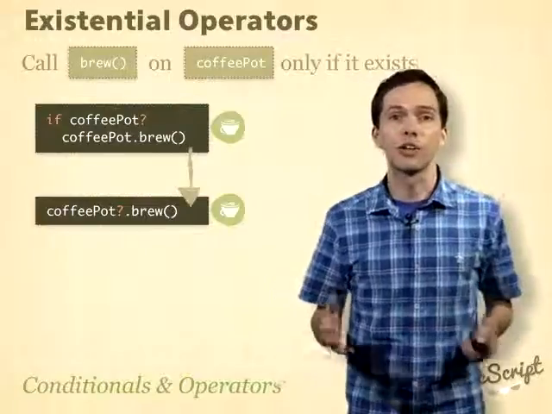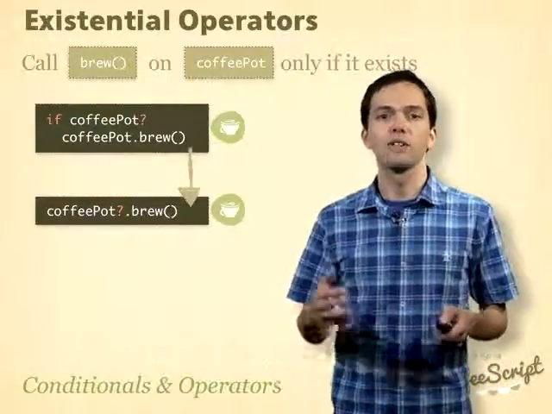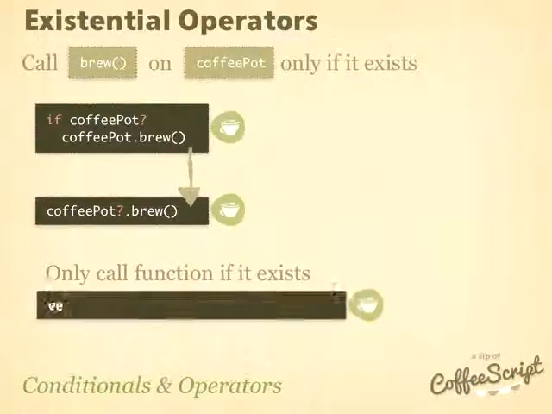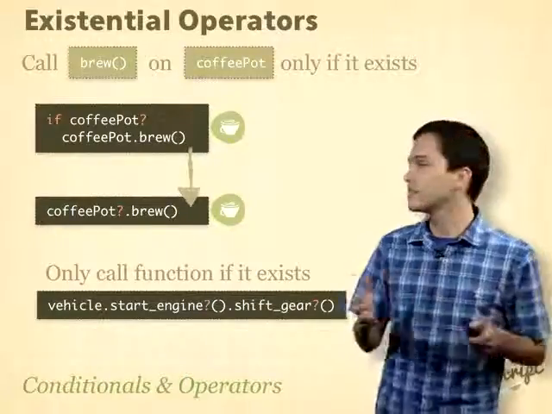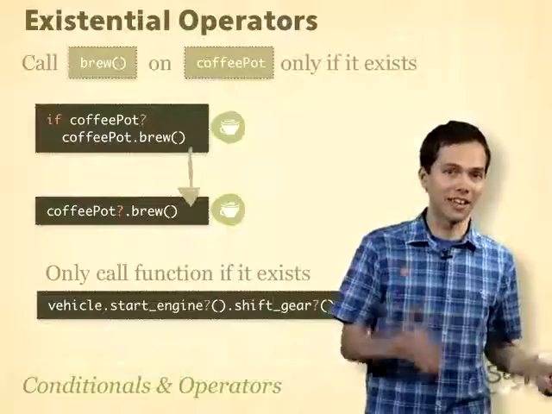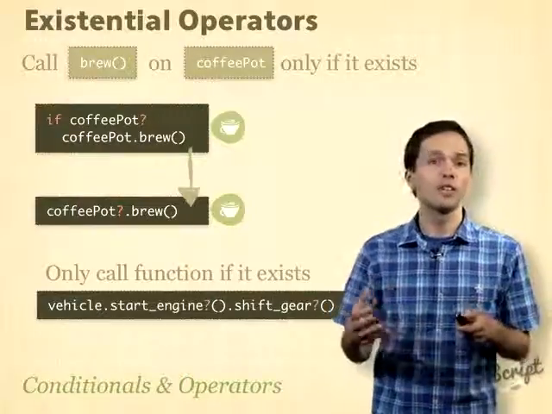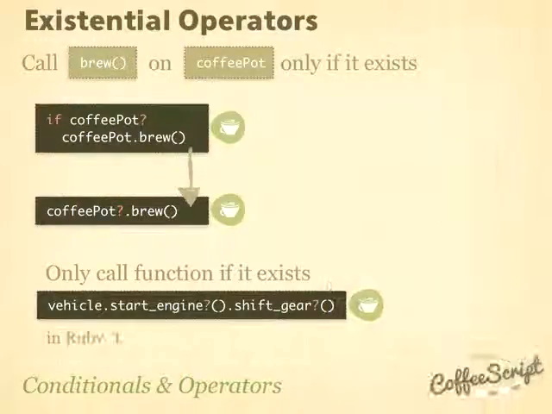This existential operator also works on functions. So if you want to call a function only if it exists on an object, well, you do it like this. So here we have vehicle.startEngine. It's only going to call that startEngine function if that function exists on vehicle. Then it's only going to call the shiftGear function if the shiftGear function exists on whatever gets returned from startEngine. If you're familiar with the try function in Ruby, in the Ruby programming language, this kind of functions like try. So it's going to try to run this function only if this function exists.